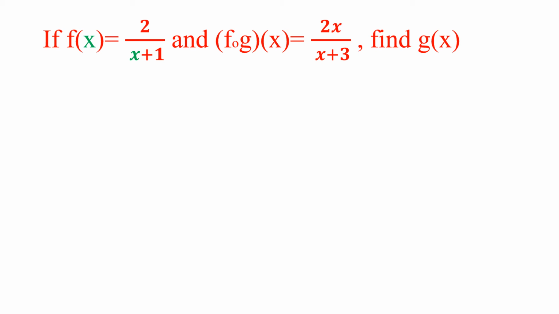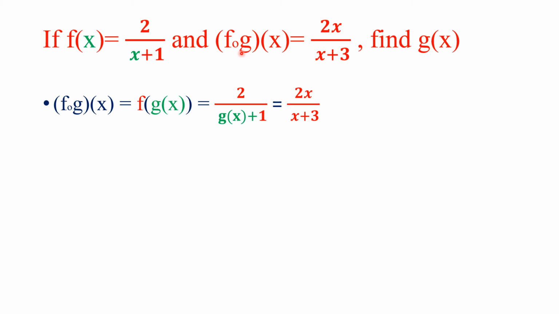Next, we have to find the value of g of x. We're given the function f of x equals 2 divided by x plus 1, and the composite function f circle g of x equals 2x divided by x plus 3. We're asked to find g of x. Before we go anywhere, our next step is to rewrite the composite function.